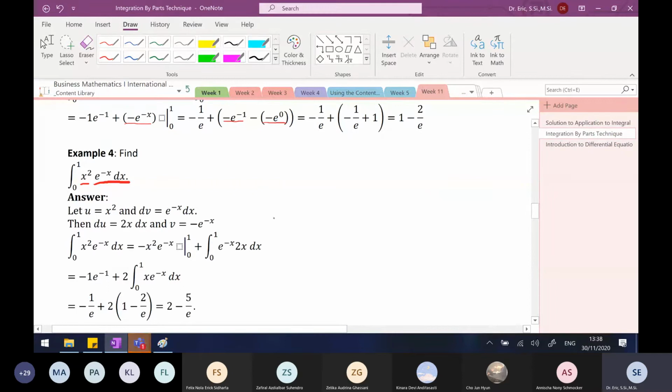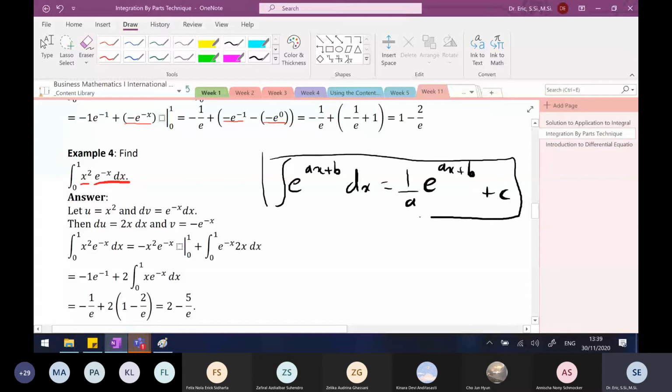Based on this, Felix. If you have the integral of e to the power of ax plus b dx, it will give you 1 over a times e to the power of ax plus b, plus constant. You can prove this formula by using the substitution method. Yes, you can use substitution, but I can use it directly. You can just memorize this.